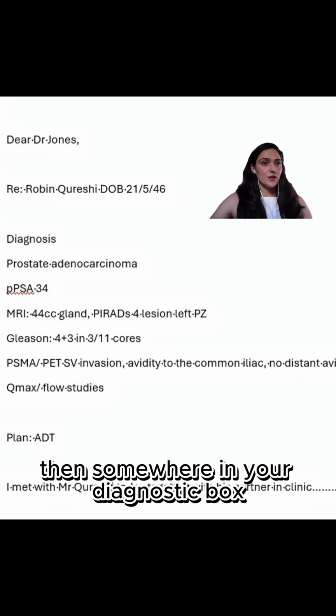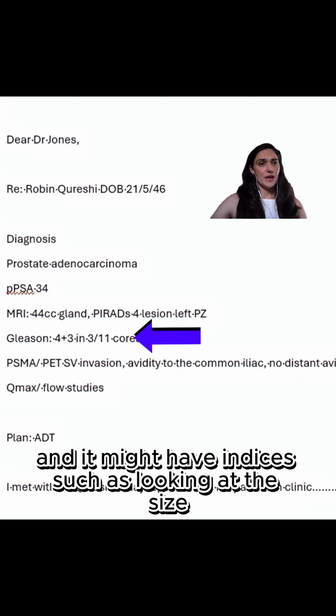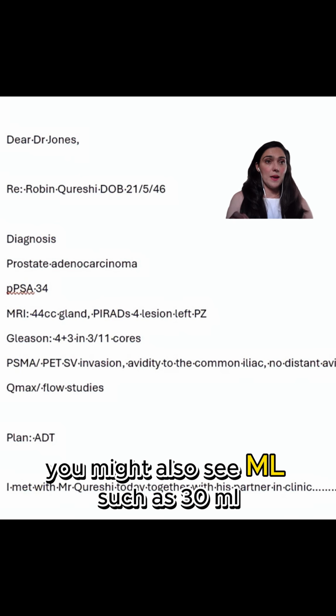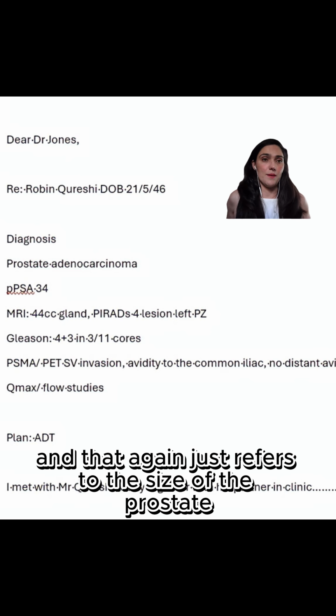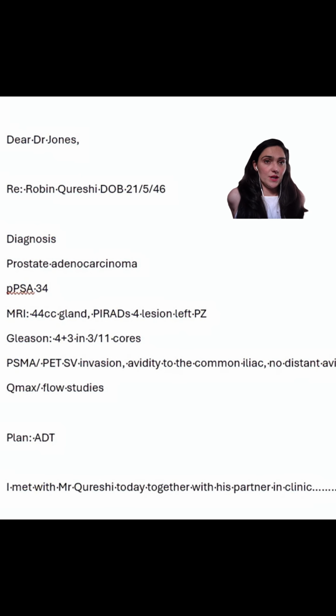Then somewhere in your diagnostic box you might have reference to MRI, and it might have indices such as looking at the size. So here I've put 44 cc. You might also see ml, such as 30 ml, and that again just refers to the size of the prostate. The size can affect the type of treatment that you are offered.